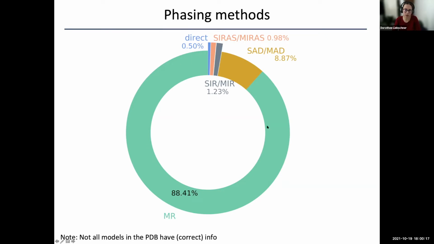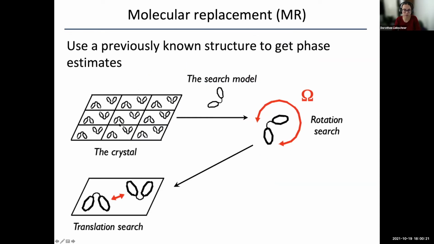So let's remind ourselves what molecular replacement was. The idea is that we use a previously known structure to get phase estimates. Here you can see a schematic representation of a crystal. You have the unit cell, and in the unit cell you have two proteins. You have one protein, but in different orientations. For example, here you have two domains, linked by this loop. And now you have a search model that looks very similar. In the search model, you have to find the correct rotation and position in the unit cell in order to be able to use the phases of this search model to get the phases of your target structure.